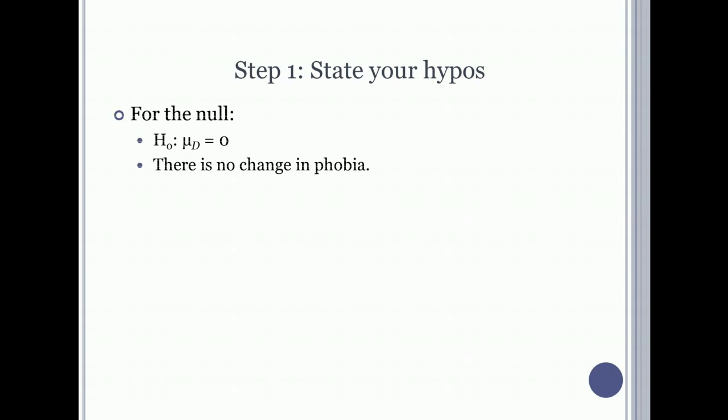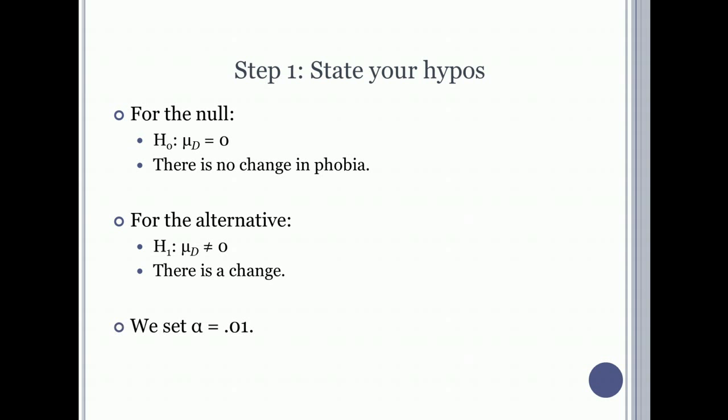So what is our first step? We want to state our hypotheses. For the null, we say H sub 0: mu sub D equals 0. That there is no change in phobia, in being able to stand the phobia in seconds. For the alternative, we state H sub 1: mu sub D does not equal 0. That there is some sort of change. We're not specifying directionality, but based upon our review of the literature, we might want to specify directionality. So, depends. And in this case, we're going to set the alpha level at 0.01.